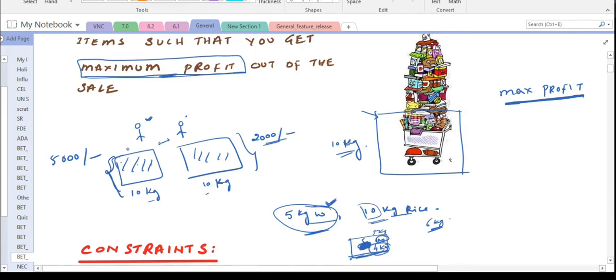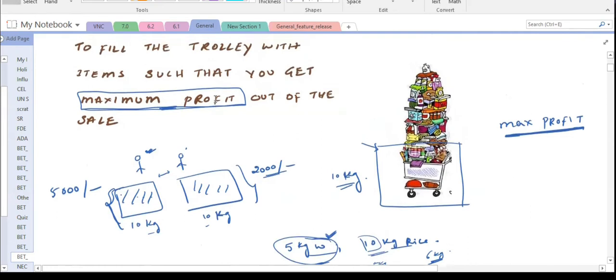Who is more profitable here, the first person or the second person? First person, right? So the problem statement was the same for both people. You go with an empty trolley and fill whatever items you want. We did not put any limit on the cost. We only told you that the weight should be 10 kg.